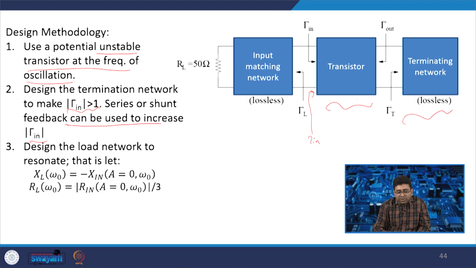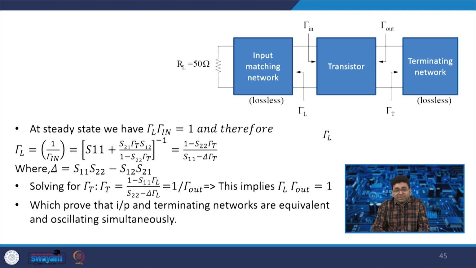So, we need to satisfy Z in plus ZL equal to 0, and we already found the values: X_L(omega naught) which is minus X in, and R_L(omega naught) which is the magnitude of R in(A naught) by 3. So, that R by 3 we already have calculated. Now, we will try to have an example based on that.